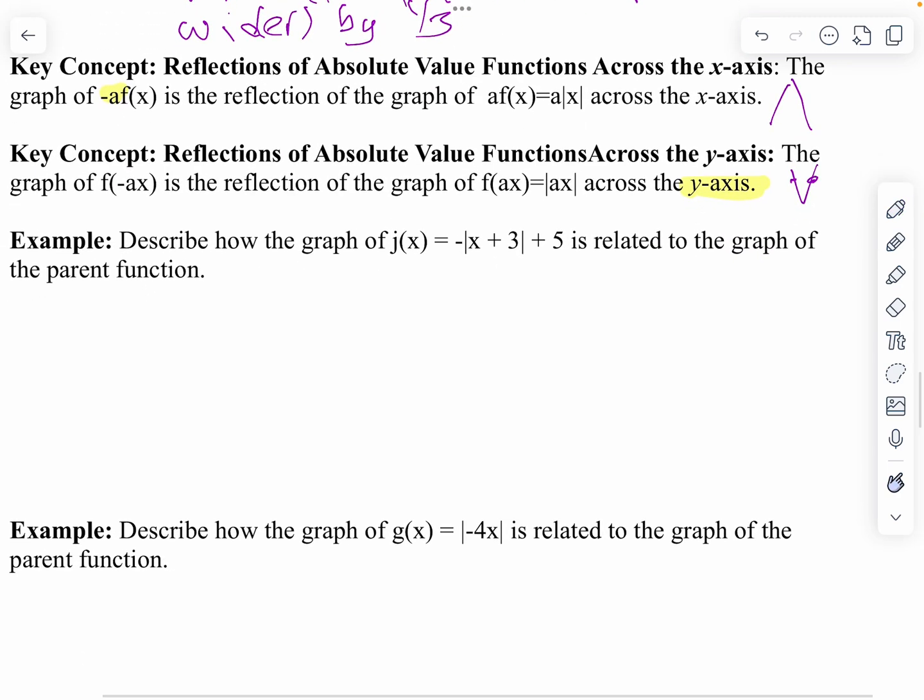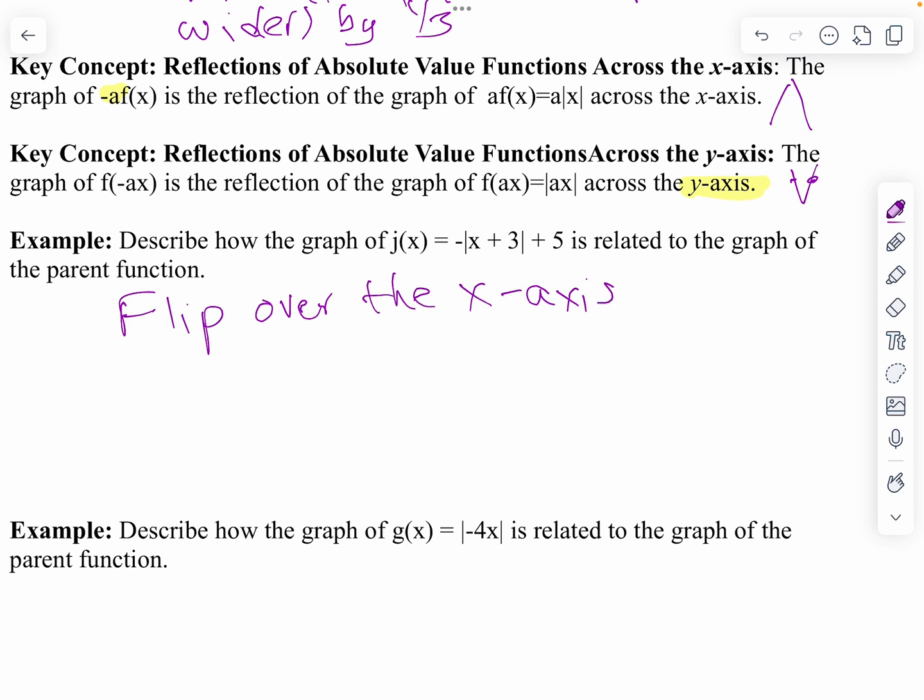So let's describe what's going on here. Notice my negative is on the outside. Since my negative is on the outside, it's going to flip over the x-axis. And when we flip it over the x-axis, it really just becomes upside down. My V points down. Inside, remember it's backwards. It's a translation, so I'm going to go 3 right and 5 up.